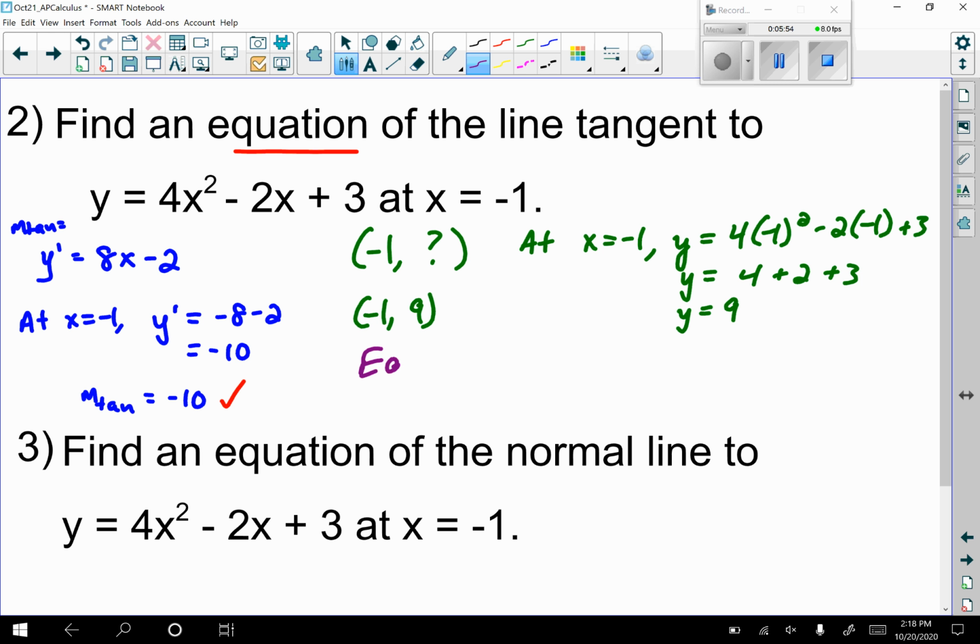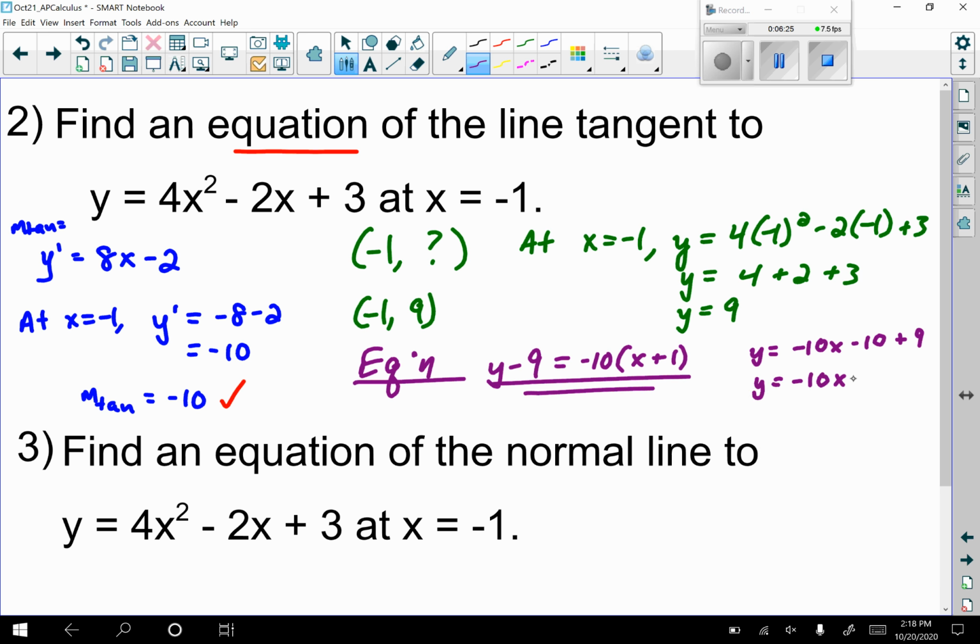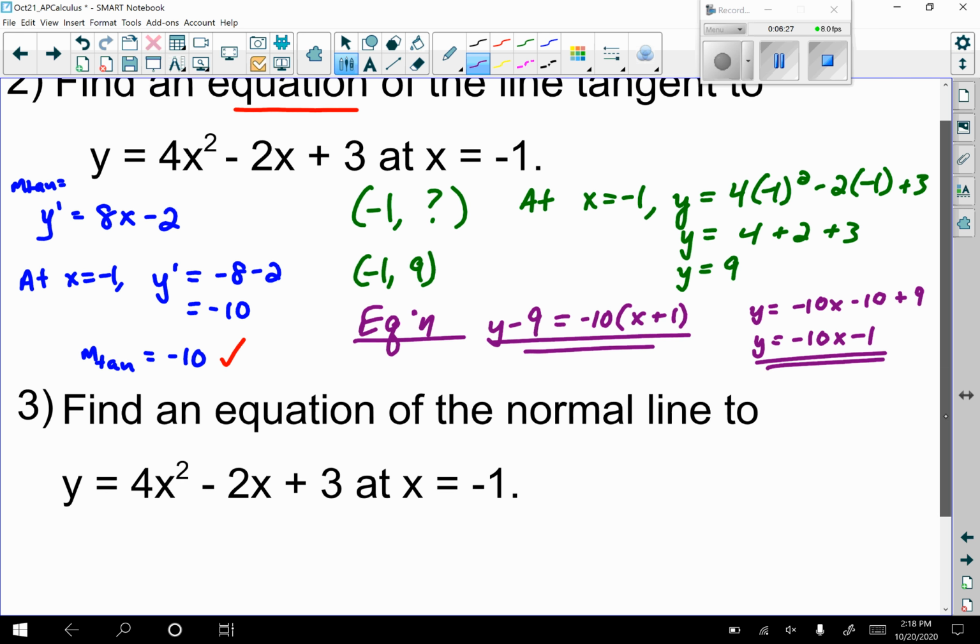Now I go to write the equation. And again, because point slope form is accepted, we could start with this. We could say y minus y1, so y minus 9, is equal to the slope, rather, so negative 10 times a quantity x minus a negative 1, so it becomes an x plus 1. This is acceptable. Or if you want to put this in slope-intercept form, we're just going to distribute the negative 10, so we're going to get negative 10x minus 10 plus 9, so we get y equals negative 10x minus 1. Both of those are acceptable.